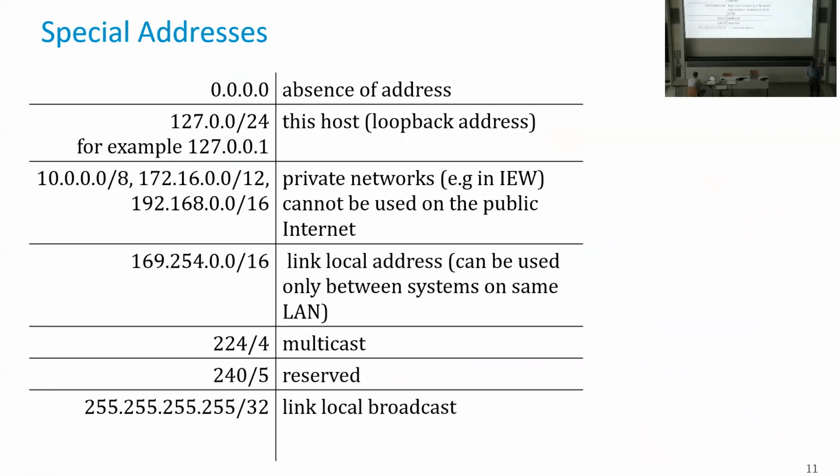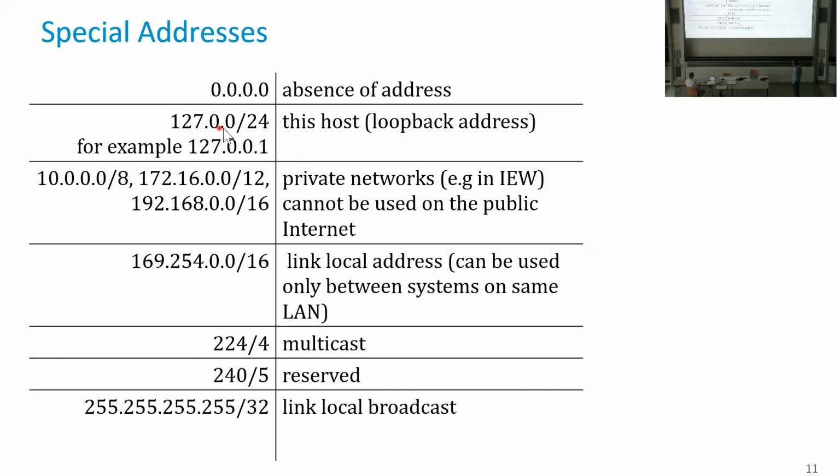There are special addresses. Some of them you must be able to recognize. I mentioned 0, which means absence of address. 0 is an invalid address. If you see an address 0 somewhere, that means there is no address. Sometimes you need a place to put it. For example, when you're looking for an address, but you must still populate a field, then you put 0 here.